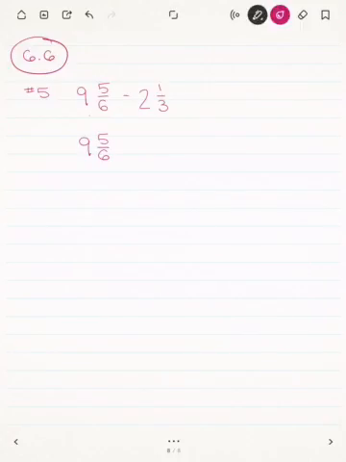So 9 and 5/6 will stay the same. In order to make 3 equal to 6, we have to multiply it by 2. So of course, whatever we do to the denominator, we have to do to the numerator. The whole number stays the same. 1 times 2 is 2. 3 times 2 is 6. So now that we have a common denominator, we can subtract. 9 minus 2 is 7. 5 minus 2 is 3. And our denominator stays the same.